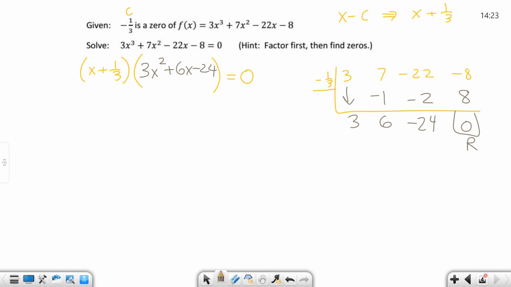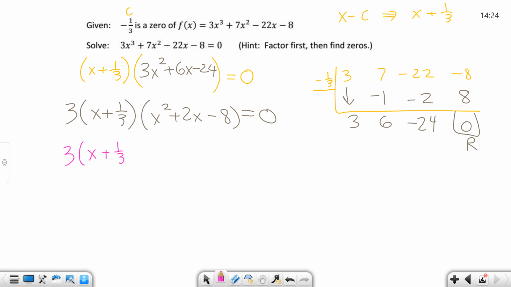The first thing I see when I look at this is I have a GCF. That's always the first thing you should look for when you factor something: is there a GCF? And in this case, there is a 3. So I'm going to take that 3 out front, leave the x plus 1/3. I just brought the 3 all the way in the front. And then here I have x squared plus 2x minus 8. And then keep this 3 and this x plus 1/3 out front.